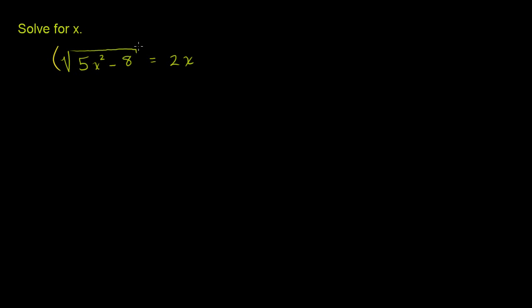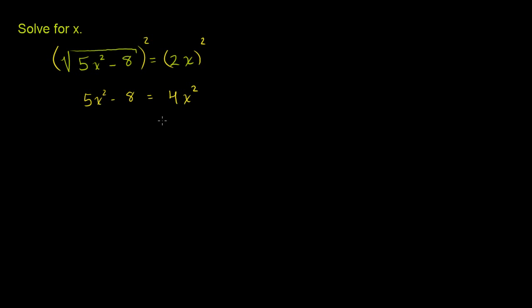So let's just square both sides of that equation. Now the left-hand side, if you square it, the square root of 5x squared minus 8 squared is going to be 5x squared minus 8. And then the right-hand side, 2x squared is the same thing as 2 squared times x squared, or 4x squared. Now we have a quadratic.